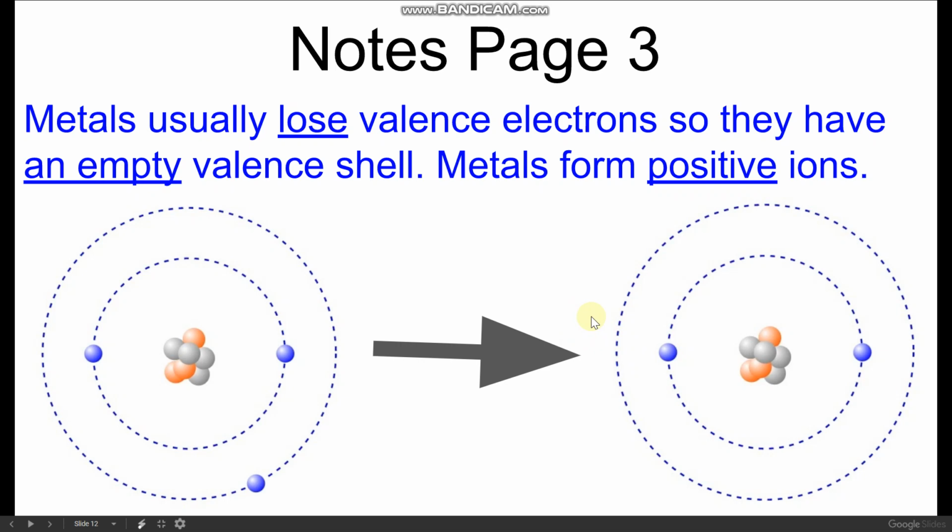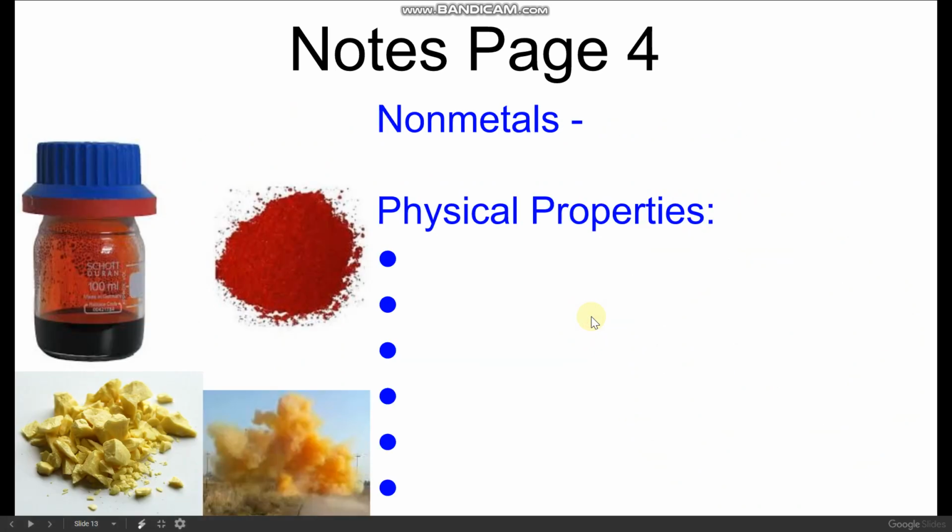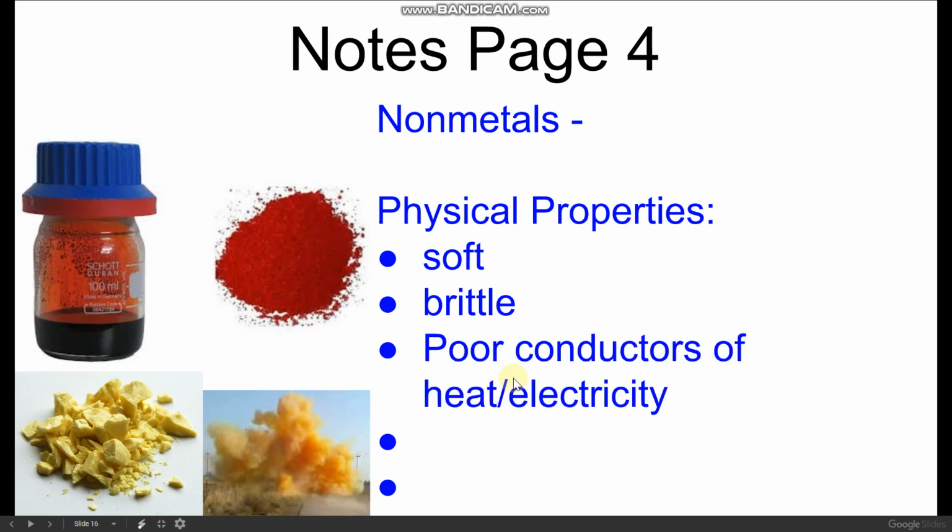Okay, so now let's go on and talk about nonmetals. So here we have some nonmetals on this side. So some physical properties, they're soft, right? So sort of the opposite of metals. They're usually very easy to scratch. They're brittle. That means that they break easily, into little pieces. You can't shape them like you can with metals. If you try to do it, instead of bending, they'll just break.